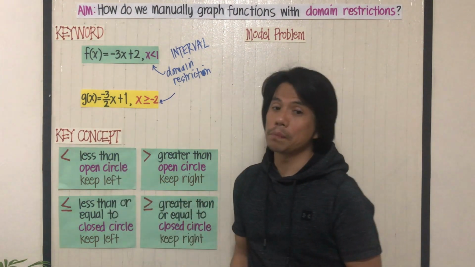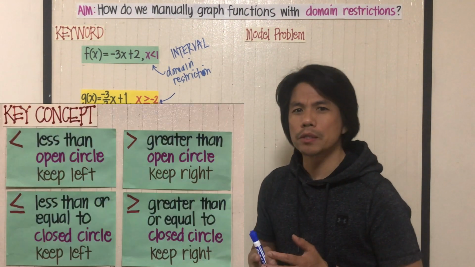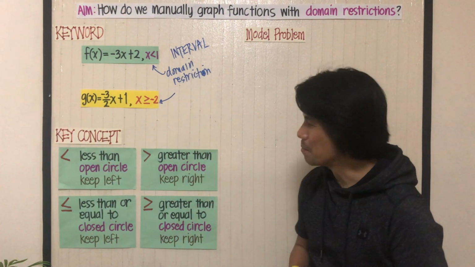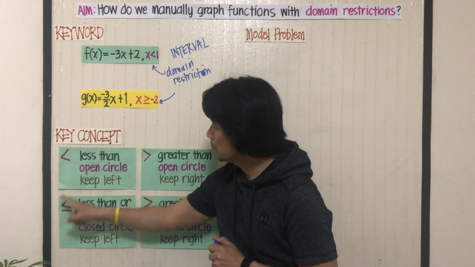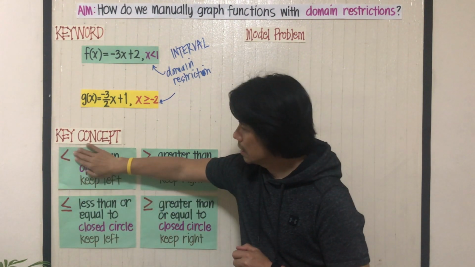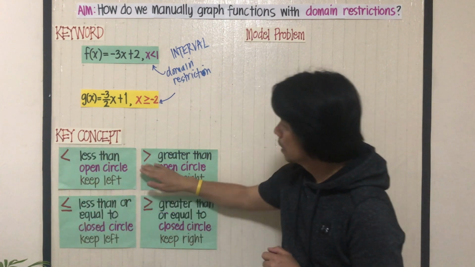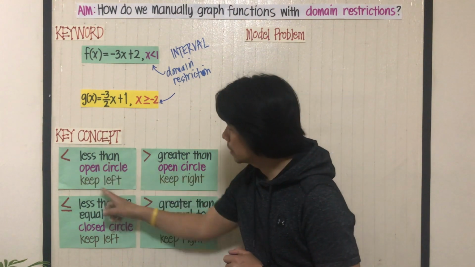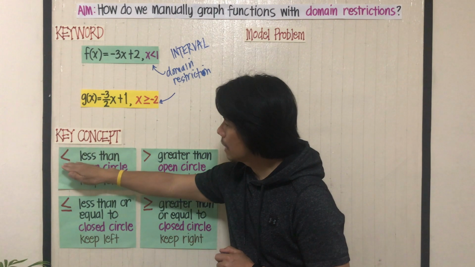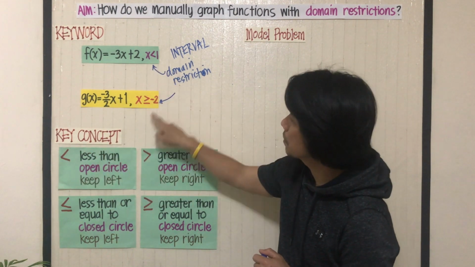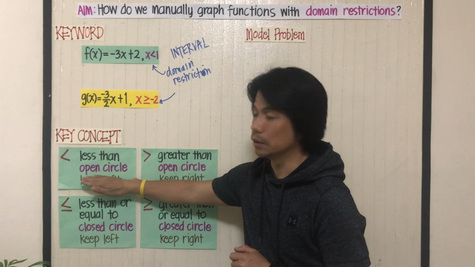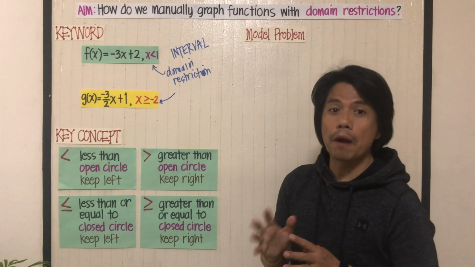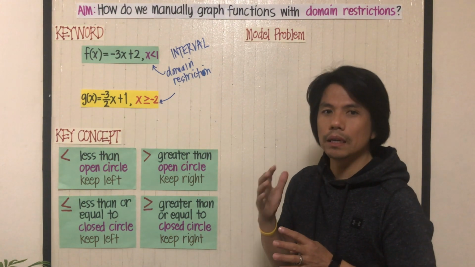Here are the key concepts, or the mathematical principles or rules, that we need to follow so that we can attain our aim. I'm pretty sure that most of you are familiar with the four symbols here: less than, less than or equal to, greater than, and greater than or equal to. Let's take a look at the first one. Whenever you see a less than symbol on the domain restriction, we use an open circle, and then we keep the left part of the graph. I'm going to show that to you in a while.